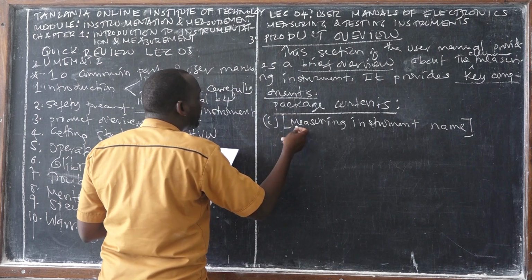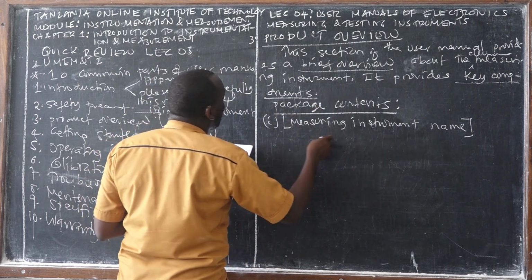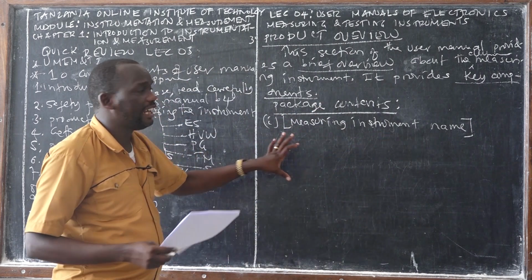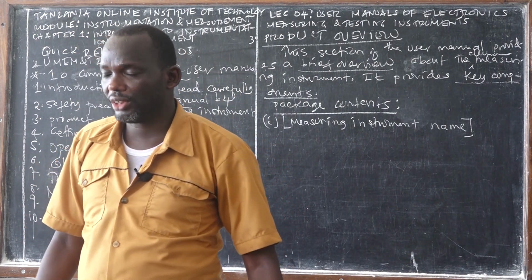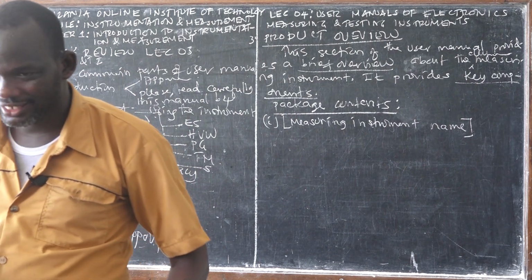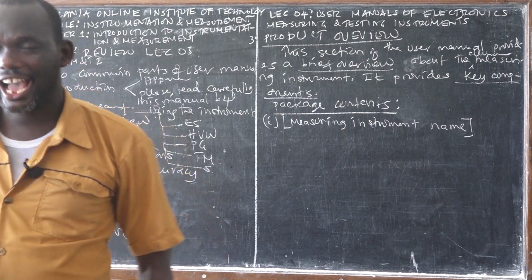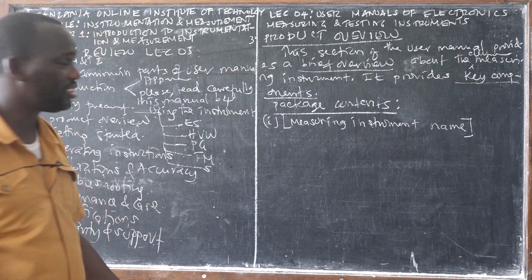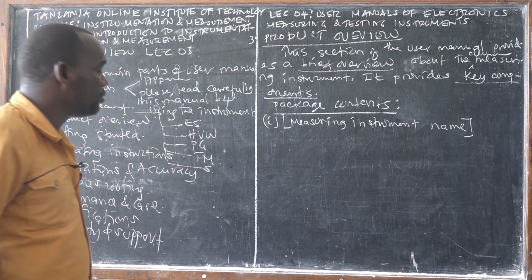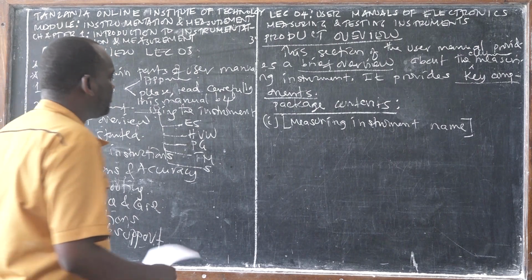So if it is a digital multimeter, then in this product overview you'll find the particular name for that product. Even yourself, you have a name. So you can say this is the user manual of Naomi, this is the user manual of Juma, this is the user manual of Ramadan.